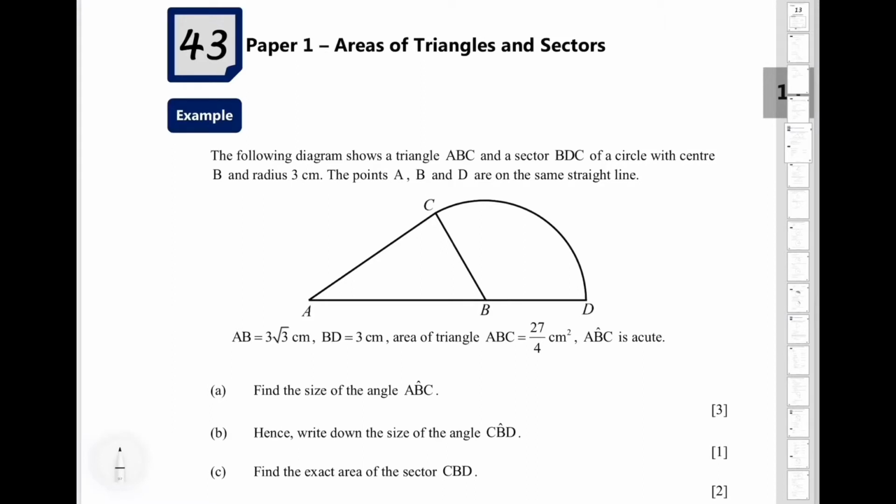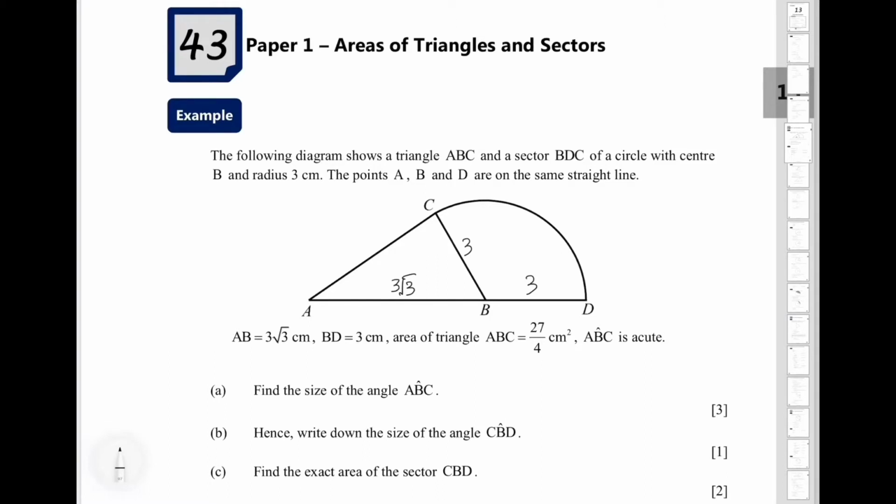If we consider the sector BDC, as we are given that the sector has the center at B, that means BC and BD are also the radius of this sector. As we are given that BD is equal to 3 centimeters, at the same time BC would be 3 centimeters as well. And also we are given that AB will be equal to 3√3 centimeters. And the area of the triangle ABC would be 27/4 cm squared.